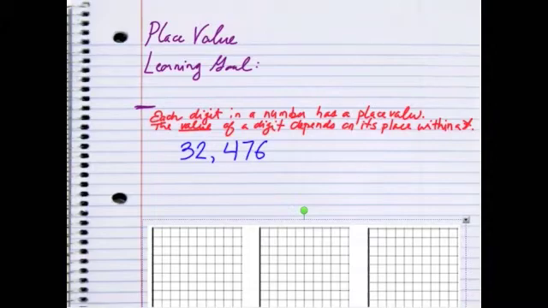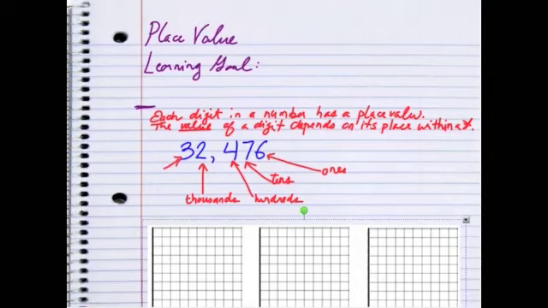Each digit in this number has a place value. So 6 is in my ones place. 7 is in my tens place. 4 is in my hundreds place. 2 is in my thousands. And 3 is in my 10,000s place. Okay? And as we're looking at that number, we can manipulate it.